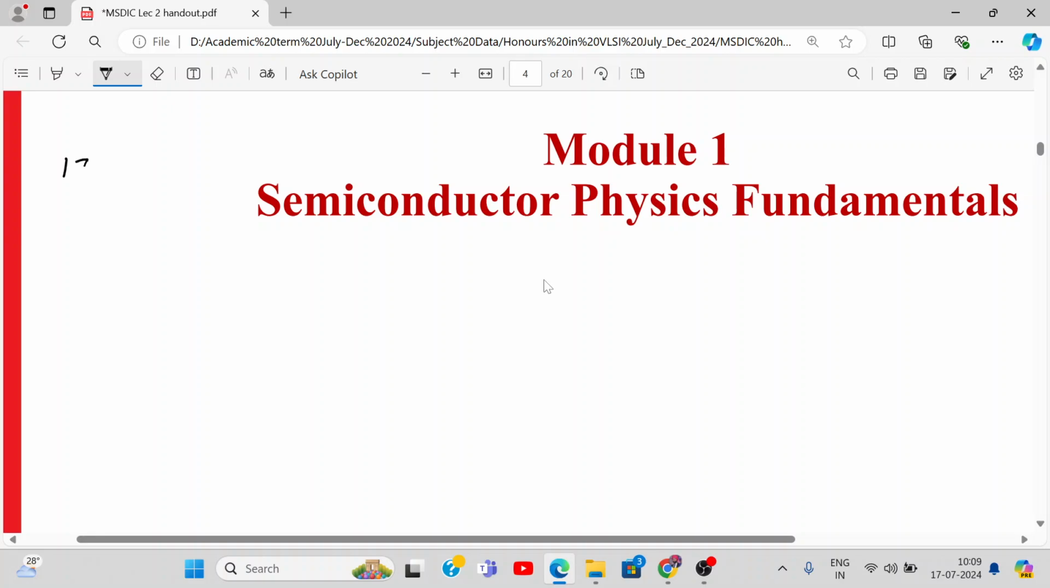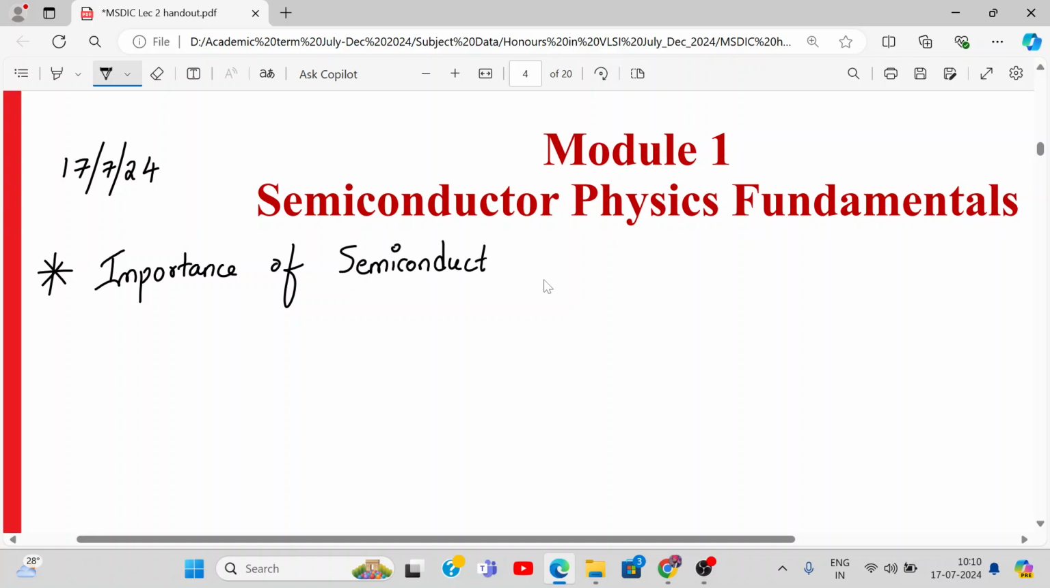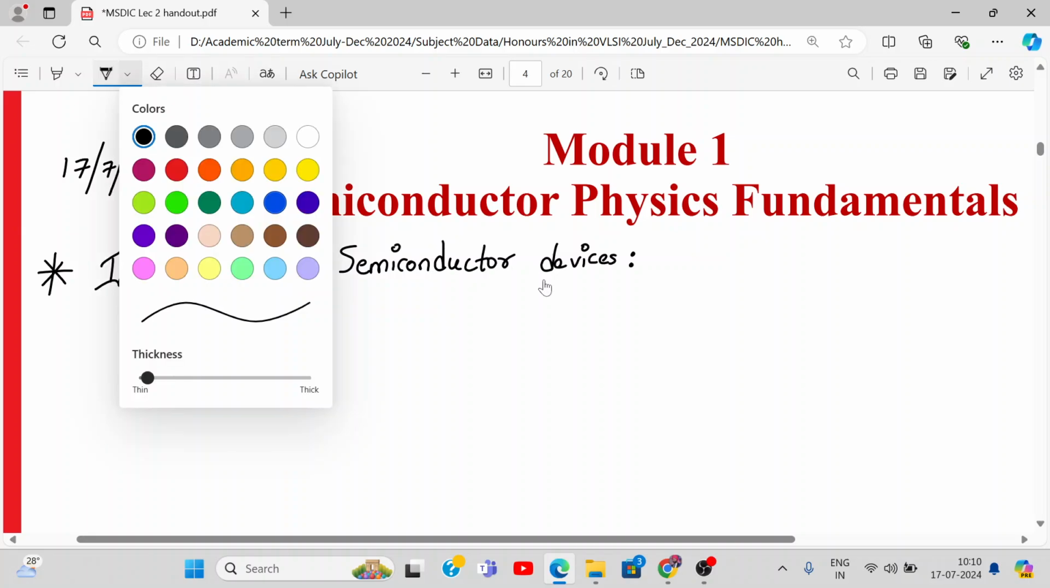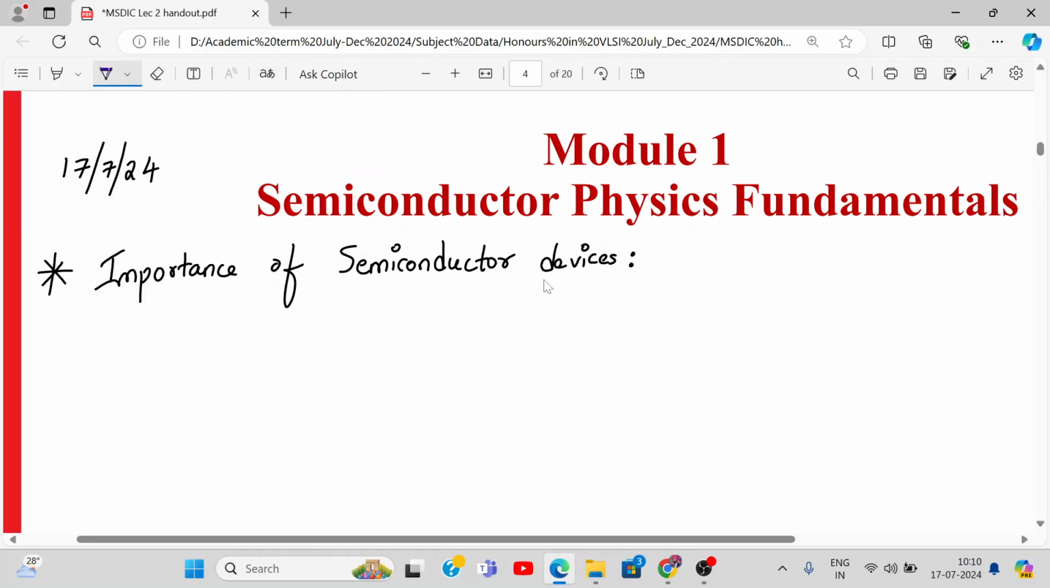Today's date is 17, and the first point we want to discuss is the importance of semiconductor devices. I guess in the last lecture we had briefly studied the classification of semiconductor devices, if I'm not wrong, correct?